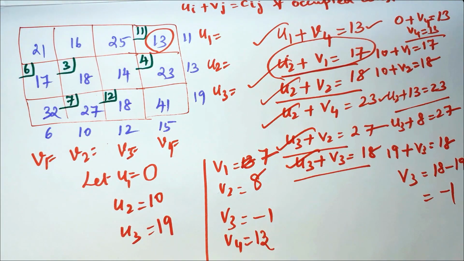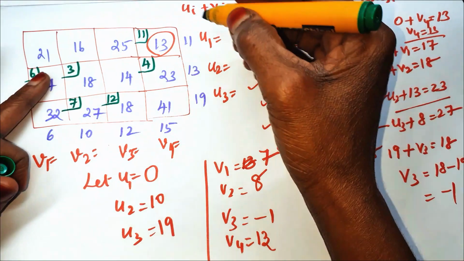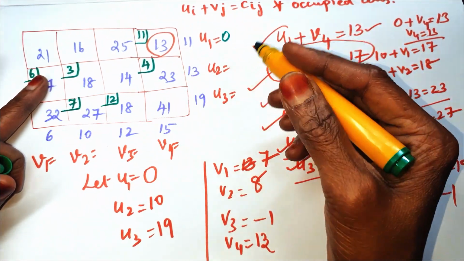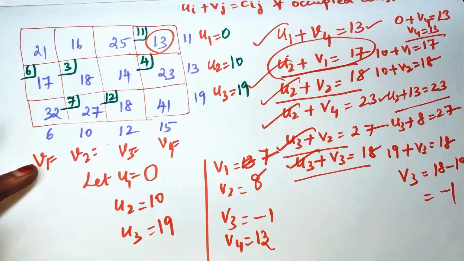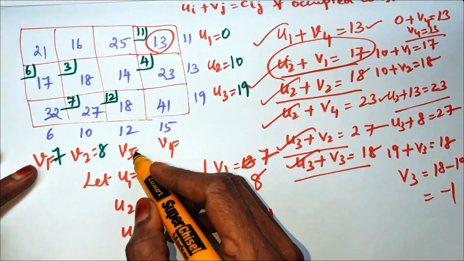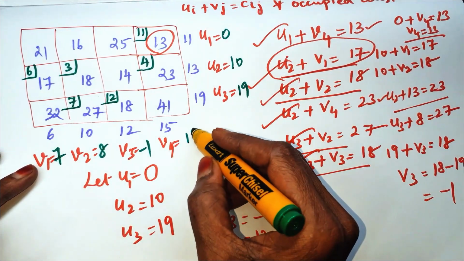So the next step is we are going to fill those values in the table. I have written u1 equal to 0. The next one is 10 and the next one is 19. And here it is 7, 8, minus 1, and 13.